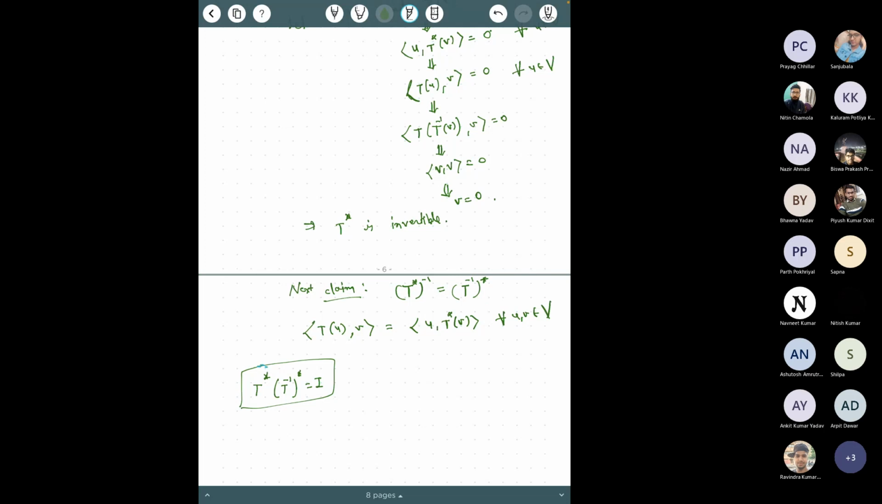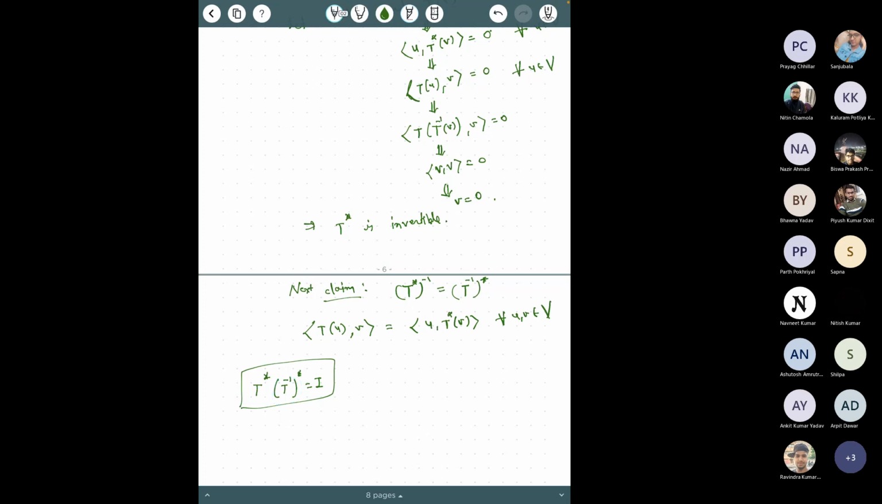Because if I multiply T star with this, which is what I'm trying to show is the inverse of T star, then it should satisfy the relation that this product is equal to I, the identity operator, by definition of invertible maps. So this is what I'm trying to show here. I already have T star in this expression. I should somehow take this also into the picture so that I can further simplify it. So I should take the inverse of T into the picture.